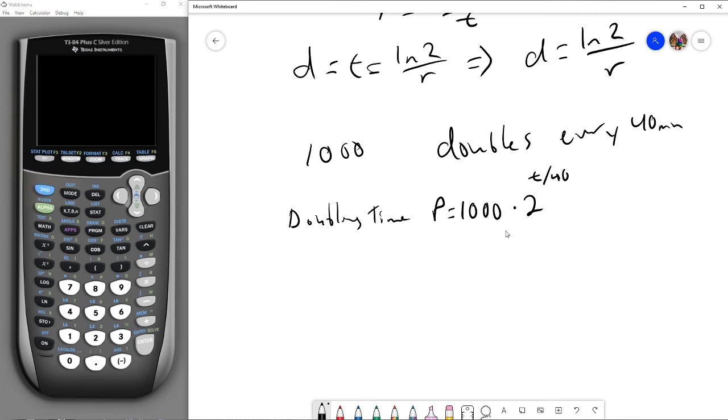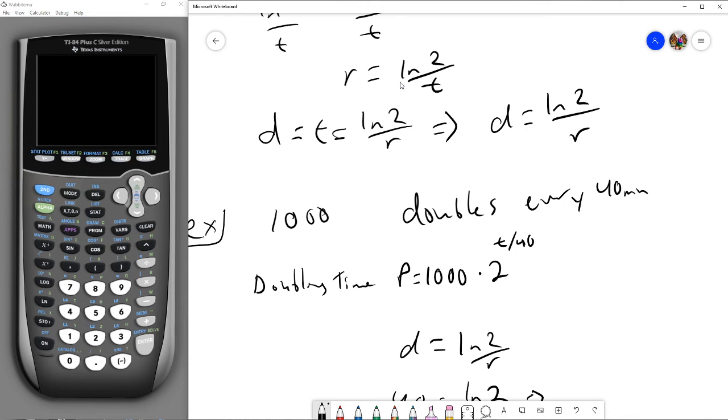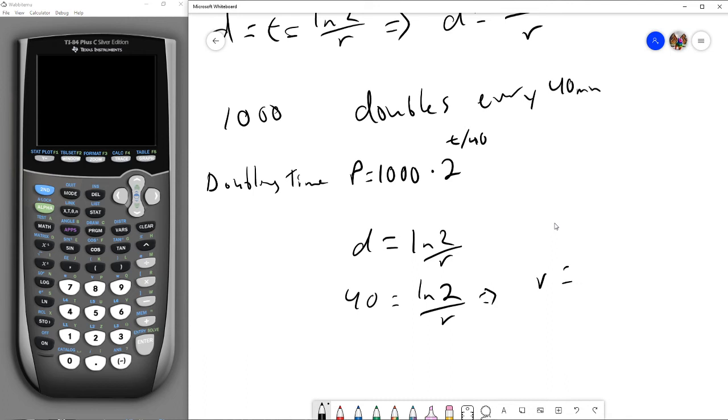So this is our equation, and if we want to figure out how to turn this into a relative growth rate model, we can note that d is equal to natural log of 2 over r. Our d here was 40 minutes, so 40 is equal to natural log of 2 over r. Or we could think of our other equation over here: r is equal to natural log of 2 over t.